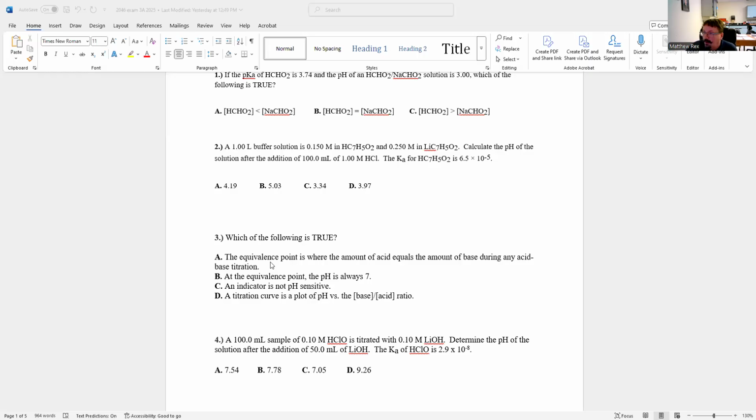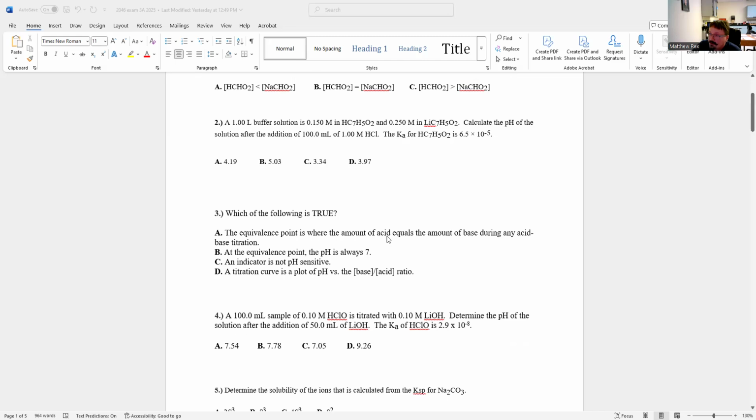Which of the following is true? Equivalence point is where the amount of acid equals the amount of base during any acid-base titration. That is true. We want to neutralize all of the acid or all the base, both, and end up at the equivalence point. At the equivalence point, the pH is always 7. Not always, it's only 7 if we have a strong acid and a strong base. If it's a weak acid and a strong base, or a weak base and a strong acid, it'll be something other than 7.